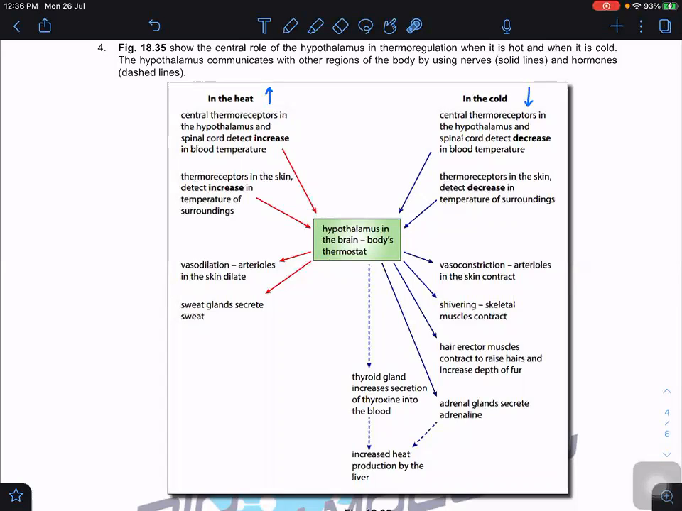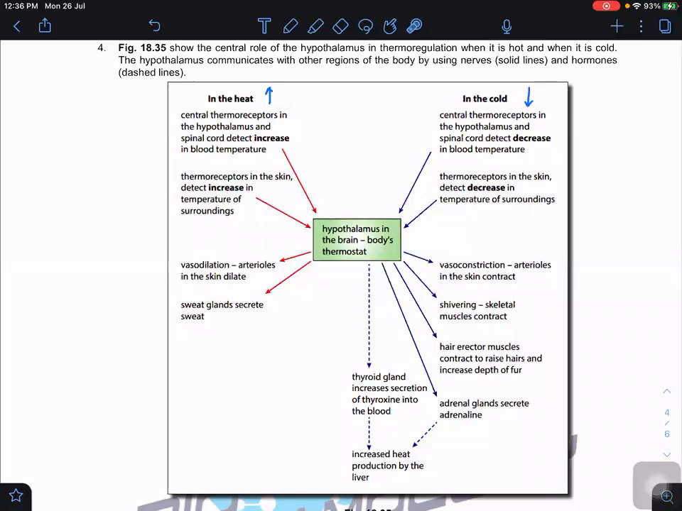So what is the corrective measure here? First is vasodilation. The arterioles in the skin dilate and the sweat glands secrete sweat. Can you see that? These two are very important during high body temperature, and the output is sent by the hypothalamus through the nervous system, which we are going to learn the mechanism of later.